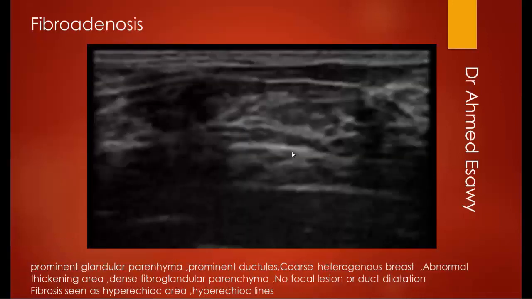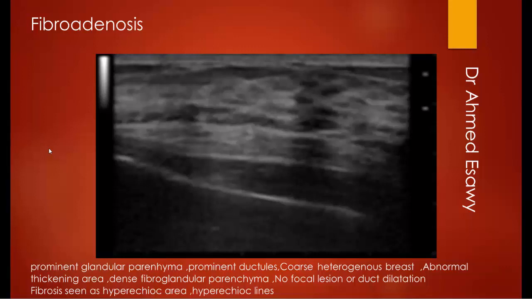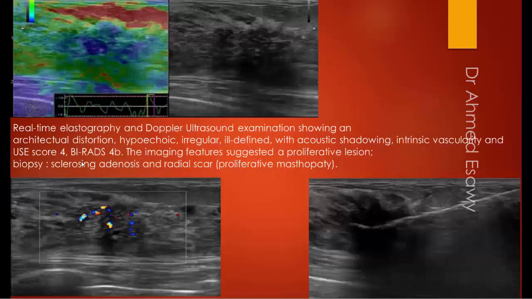Fibroadenosis: coarse, heterogeneous, prominent fibroglandular parenchyma, no mass, no ductal dilatations, fibrosis seen as hyperechoic area, hyperechoic lines. Another ultrasound case of fibroadenosis with prominent hyperechoic areas and hyperechoic lines of fibrosis.